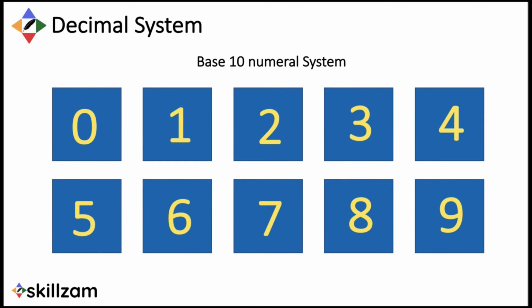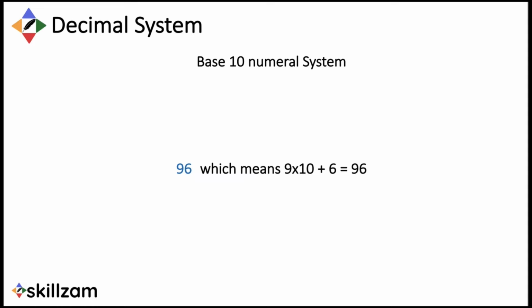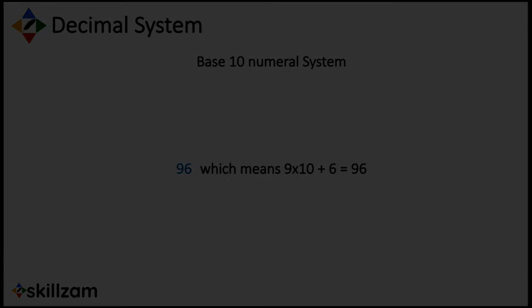The base 10 or decimal number system consists of 10 digits: 0, 1, 2, 3, 4, 5, 6, 7, 8 and 9. Each digit in the decimal system has a position, and each digit is 10 times more significant than the previous digit. For example, suppose 96 is a decimal number. Then 9 is 10 times more than 6.